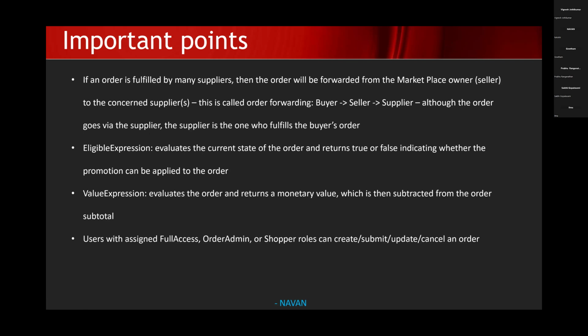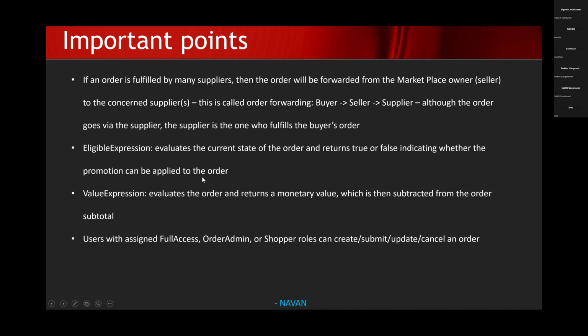So order forwarding is wherein a seller is sitting between the buyer and the supplier. They are just forwarding. They are not doing anything else. So the seller will have an incoming request and an outgoing request, but they are not processing it. They're just getting it and passing it to the relevant supplier. That is called order forwarding, because it comes and goes. That's all.